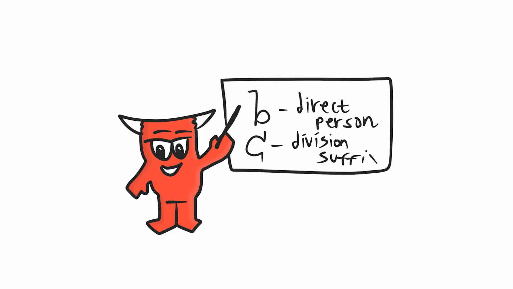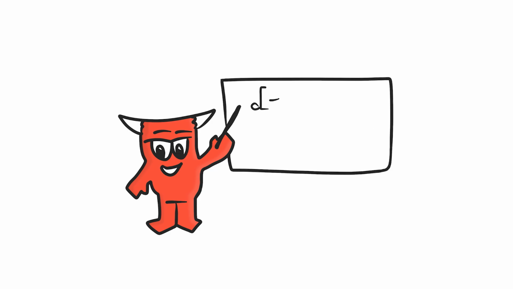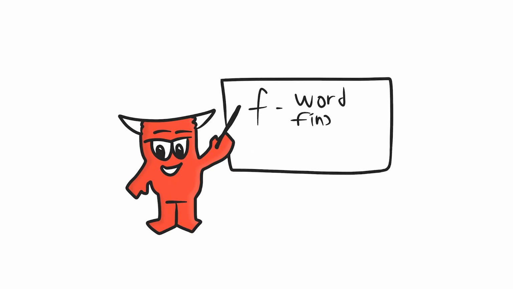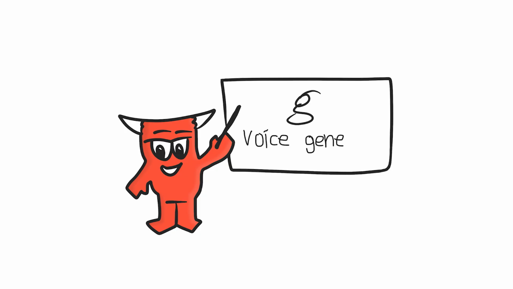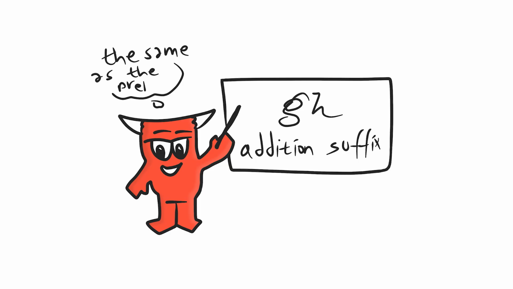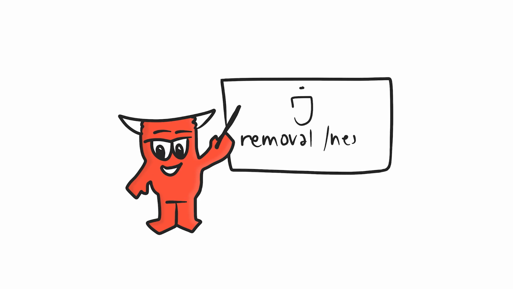C, division into parts. Ch is only used as a word root modifier in these two suffixes. D, time marker. E, the singular form of adjective and adverb. F, word finalization suffix. G, voice generation. R, addition suffix, just like R prefix, but it's used in adding more endings and word features. H, word ending suffix. I, time modifier suffix. J, removal suffix. L, reduction in size.